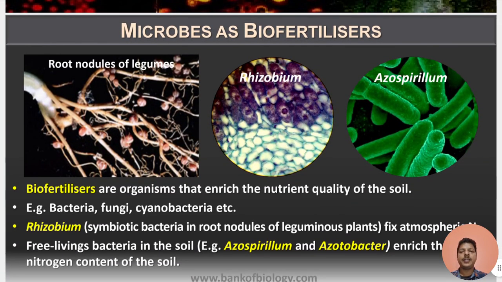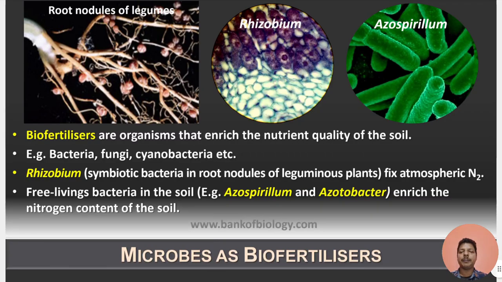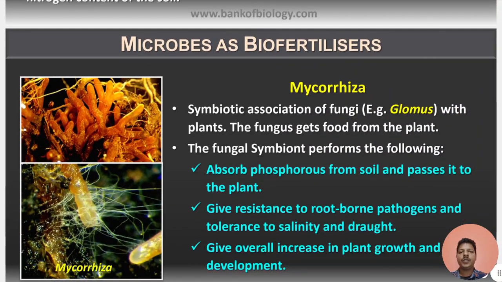Biofertilizers are organisms that enrich the nutrient quality of the soil. Example: bacteria, fungus, cyanobacteria, etc. Rhizobium is a symbiotic bacterium in root nodules of leguminous plants which fixes atmospheric nitrogen. Free-living bacteria in the soil, for example Azospirillum and Azotobacter, enrich the nitrogen content of the soil. Then mycorrhiza, a symbiotic association of a fungus, example Glomus, with plants.